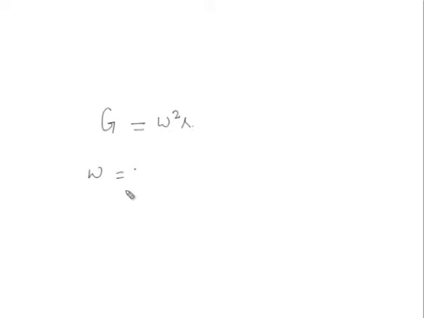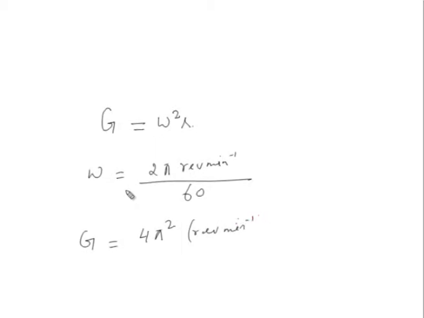Now, this applied centrifugal field can also be expressed in terms of revolutions per minute. Here, one revolution equals 2 pi radians. So, to convert the angular velocity, which is expressed in radians per second, into revolutions per minute, you use 2 pi times revolutions per minute upon 60. Substituting this in the above equation, it becomes 4 pi square revolutions per minute squared upon 3600.